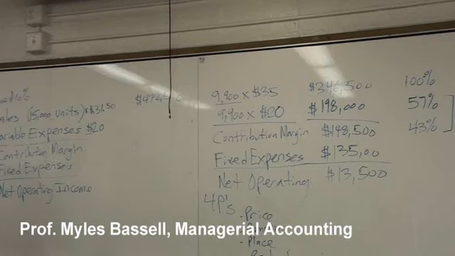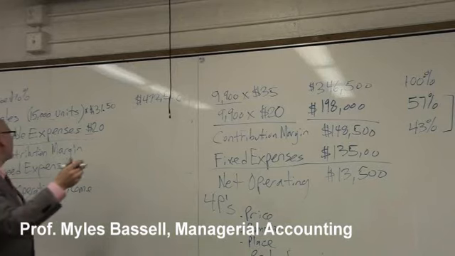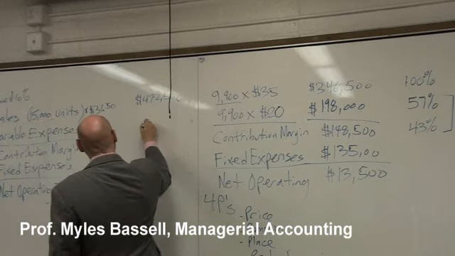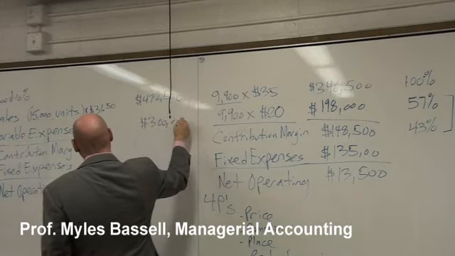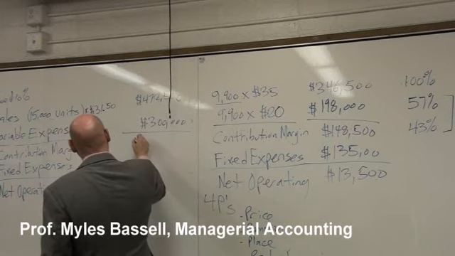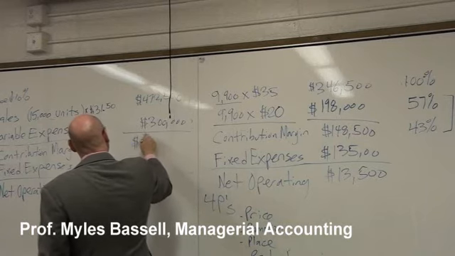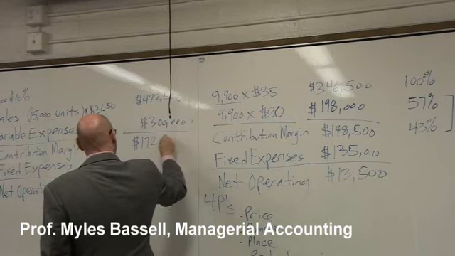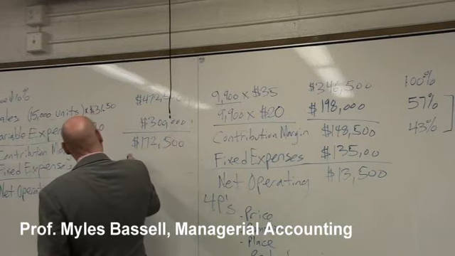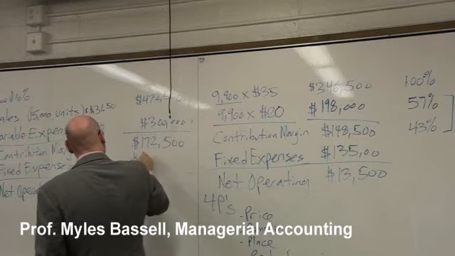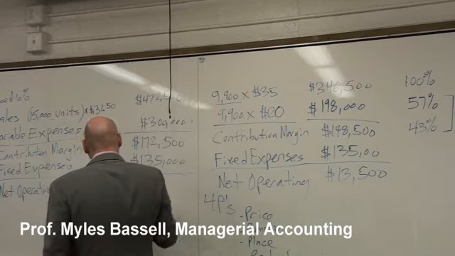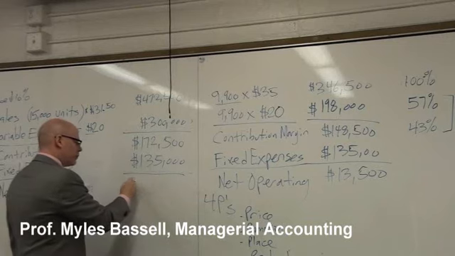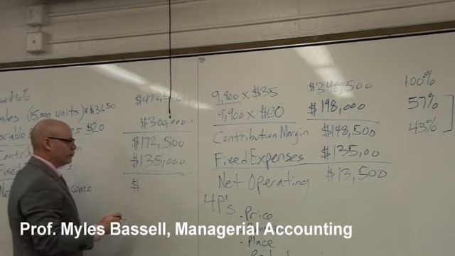Let's see what happens if we lower the price. So then what are our variable expenses going to be? 300,000. And then our contribution margin is? And our fixed expenses are still 135,000. And our net operating income now is what?